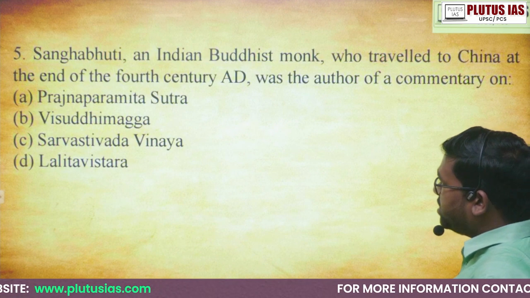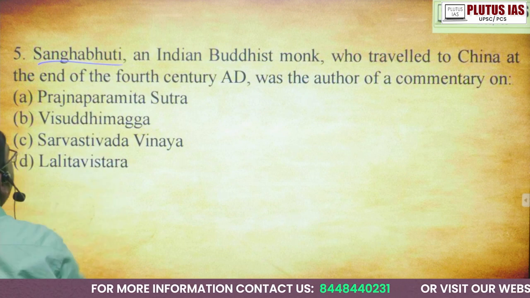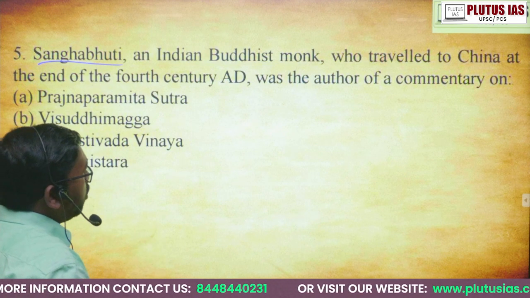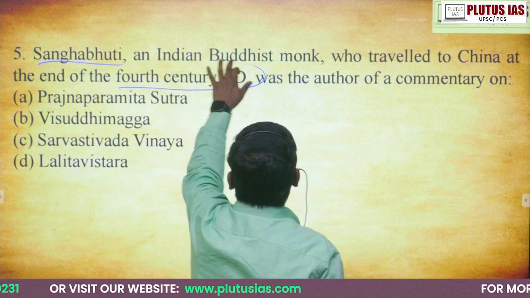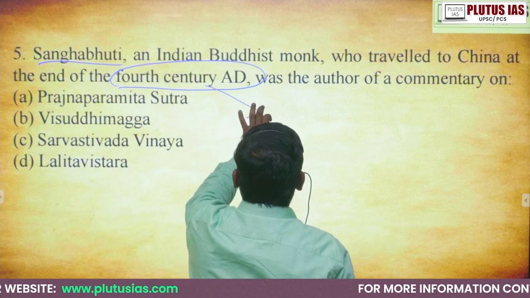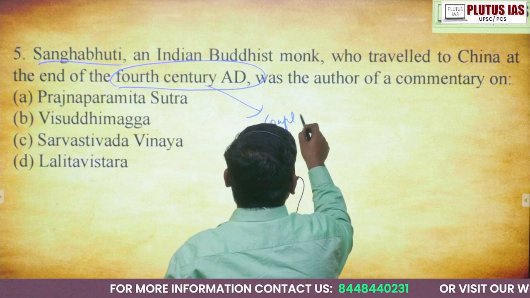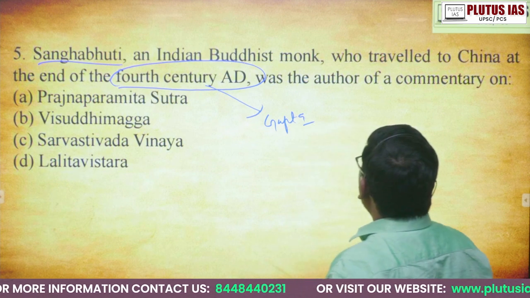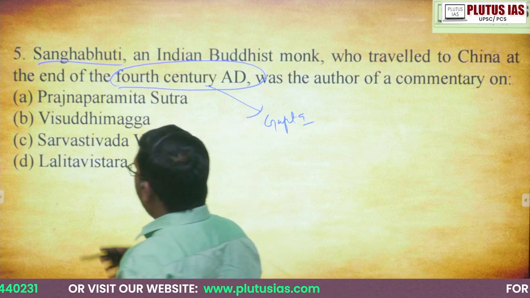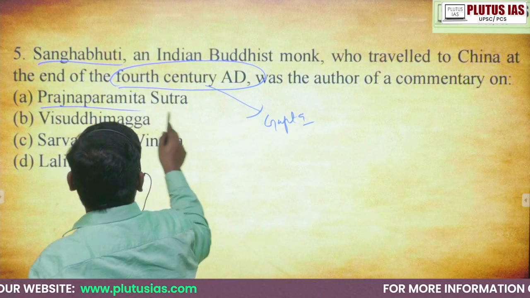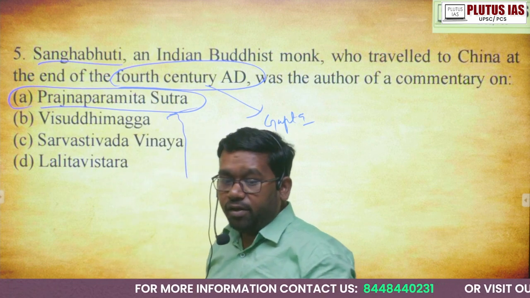Question 5 was also easy. We have the Sanghbhuti. We discussed in the art and culture part about this one. He is an Indian Buddhist monk who traveled to China at the end of the 4th century AD. Do you remember the 4th century AD? In the 4th century AD, the Gupta Empire was ruling, okay? And he has written something. So he was the author of a commentary on this commentary. Pe ye author the. The answer of this question will be the Pragya Paramita Sutra. Whereas all these three books are related to different persons.